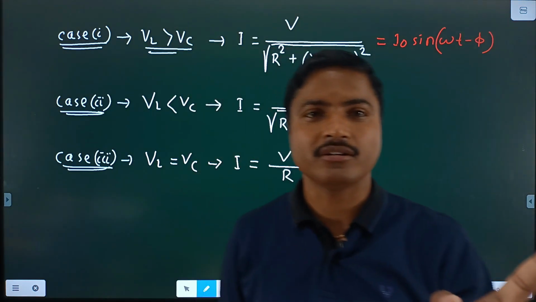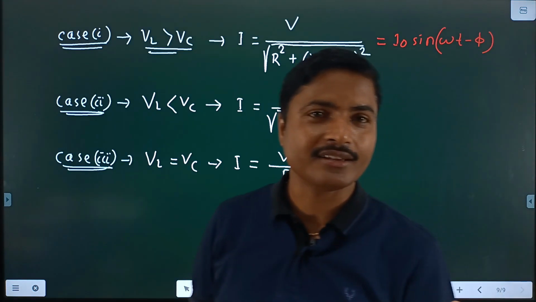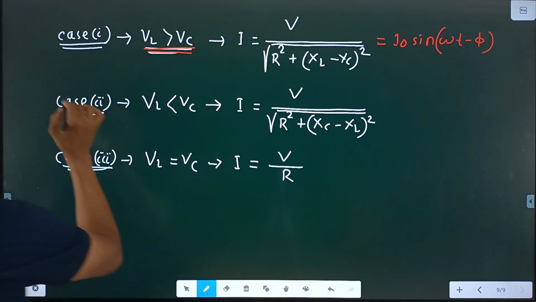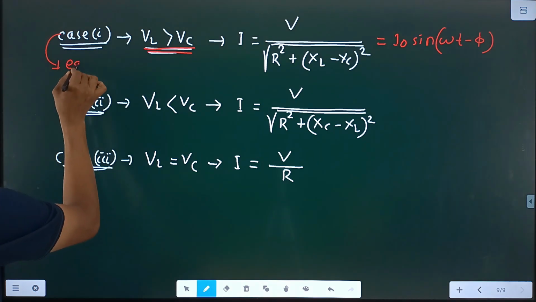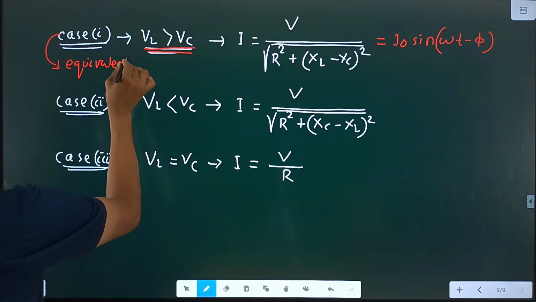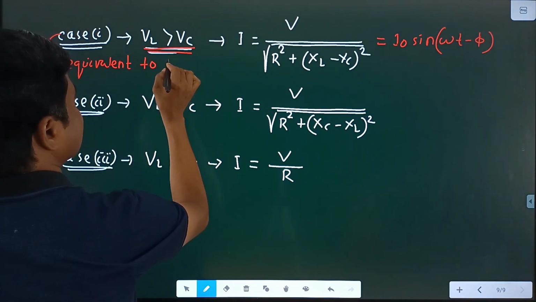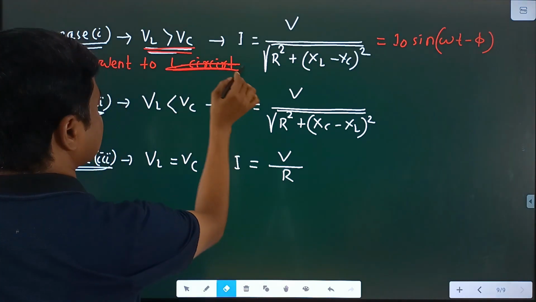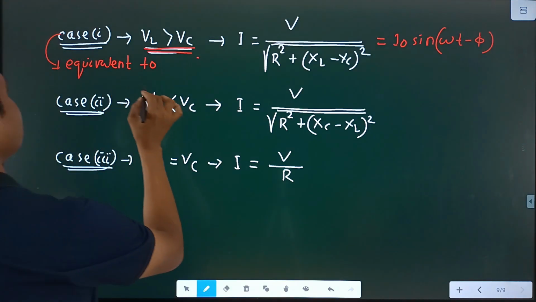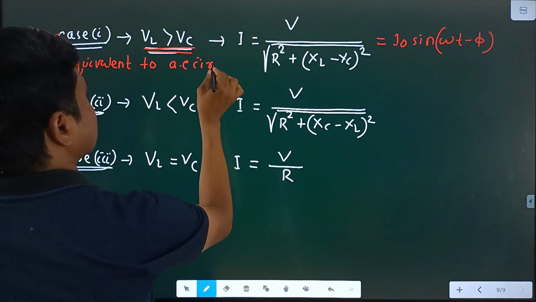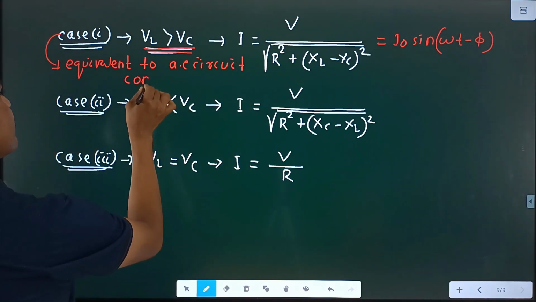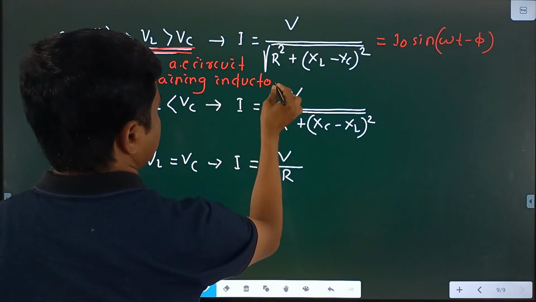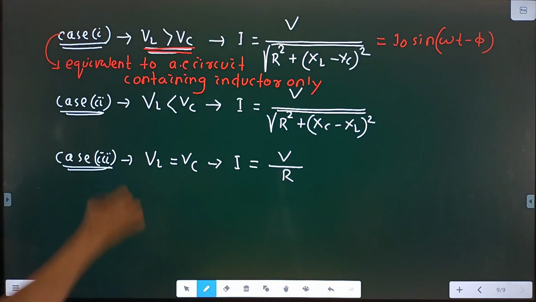Lags behind means, you know, the L circuit, that means an AC circuit containing only an inductor. That means finally we get, if VL is greater than VC, then the LCR series circuit is equivalent to an AC circuit containing an inductor only, or simply an L circuit. Clear? This is the first case.